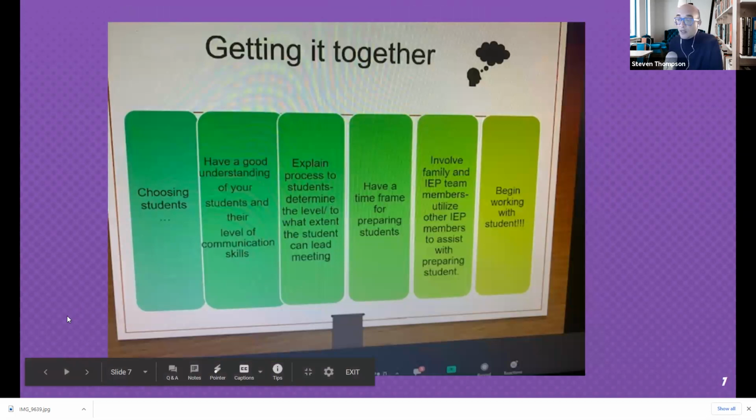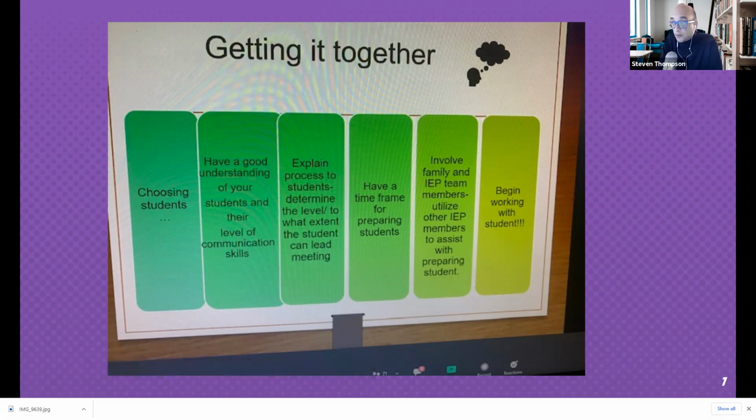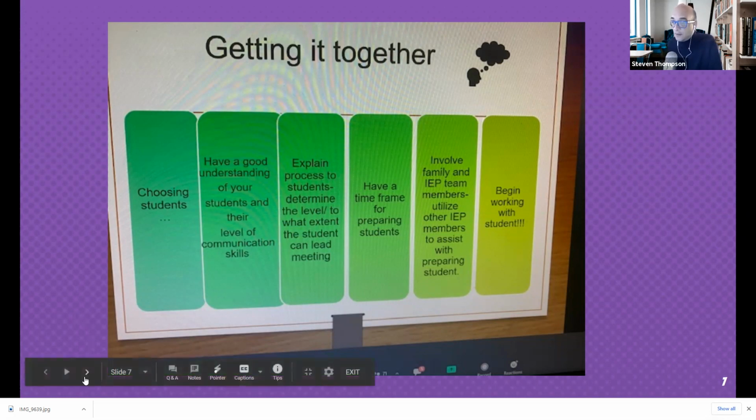So today we're going to talk about how to actually do this, how to bring it into practice. So we're going to learn how to choose students. And in order to choose a student, we're going to have a good understanding of them and their level of communication skills. Then we're going to have to work with that student to determine exactly what level can they actually participate in the meeting at. We're going to put together a time frame for preparing them, and we're going to learn how to involve the IEP team and members of the family to help to prepare the student. And then we're going to start working with the student. So that's what we're going to do.